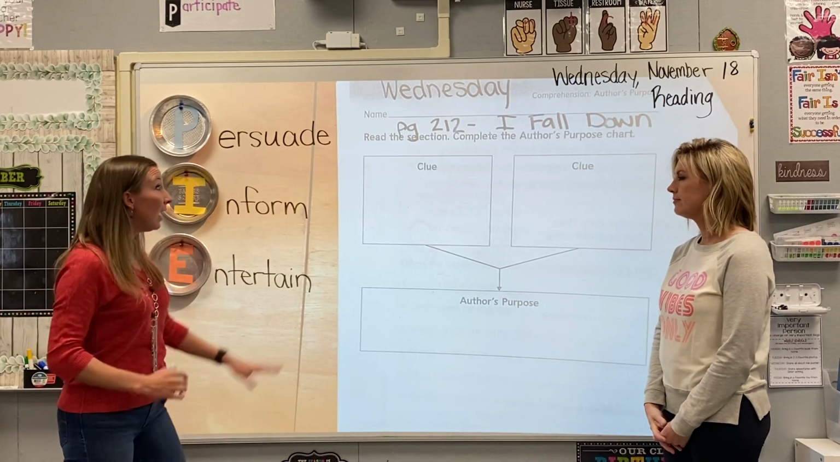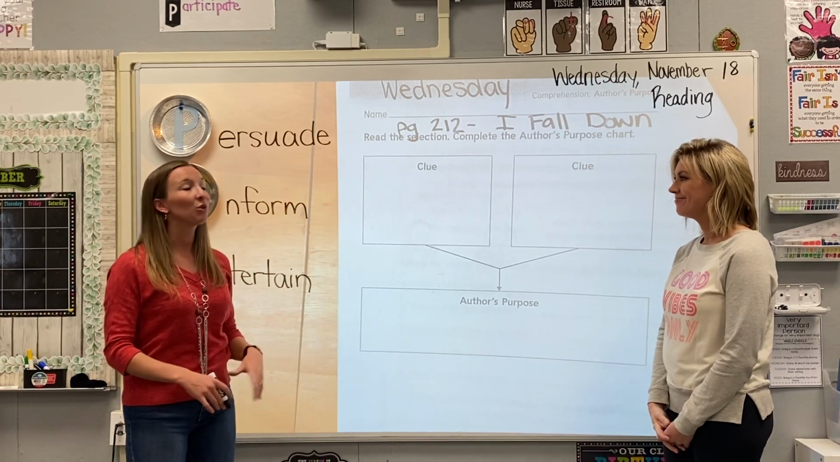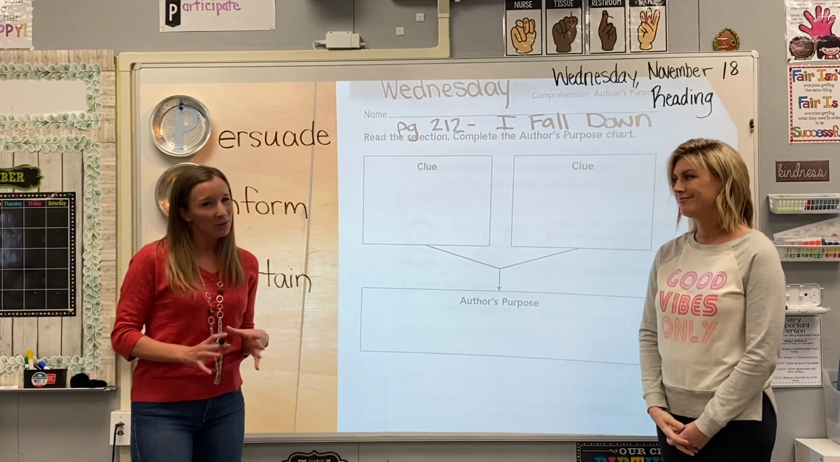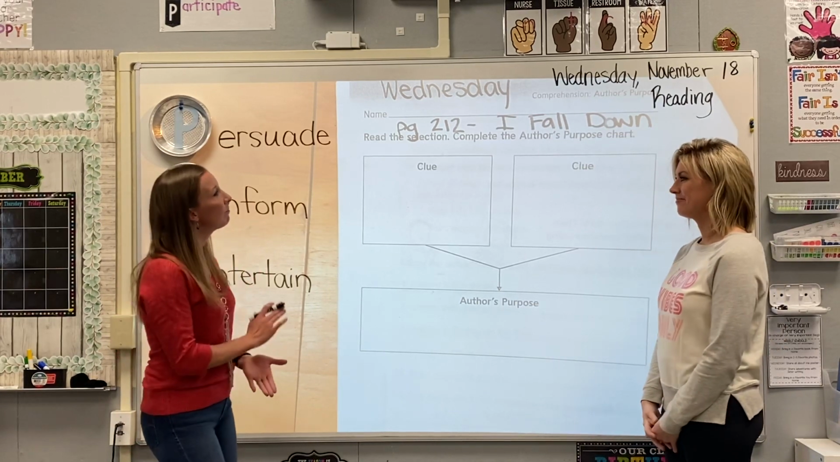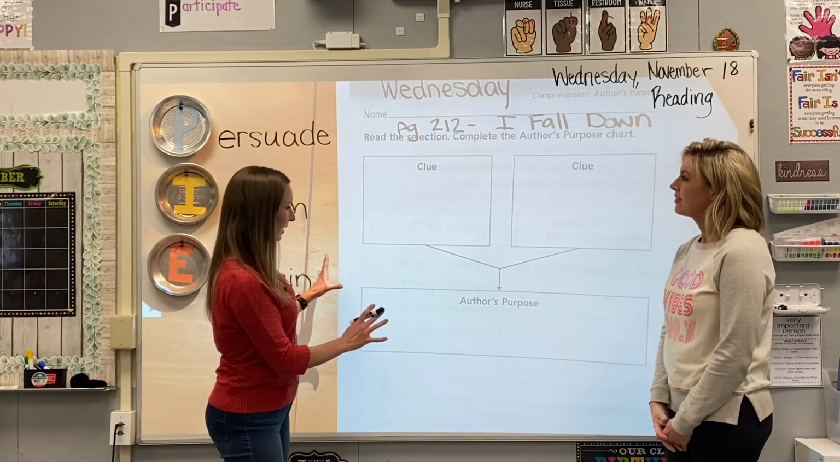So, I really like this story because it has a lot of fun things that you can try at home. And if mom and dad let you, you might be able to try a couple of the little activities that go along with it. So, Mrs. Grant, what do we have to do on this worksheet again? It looks pretty similar to yesterday's.